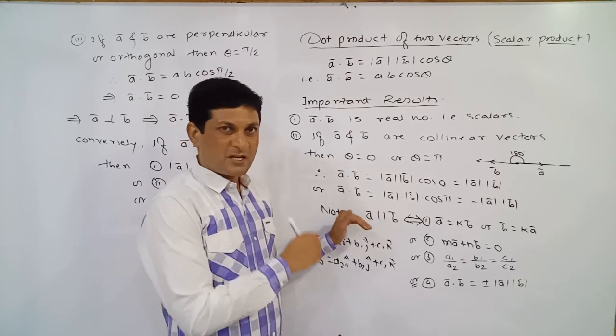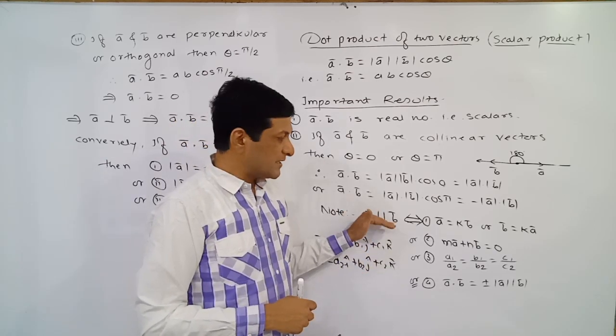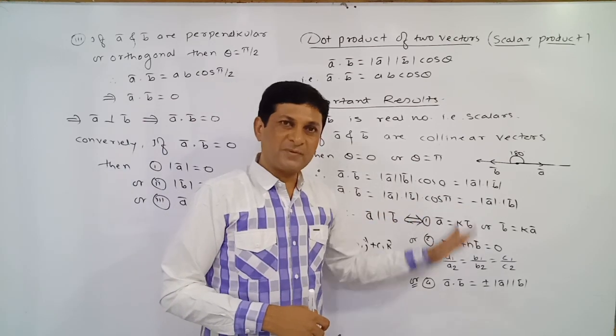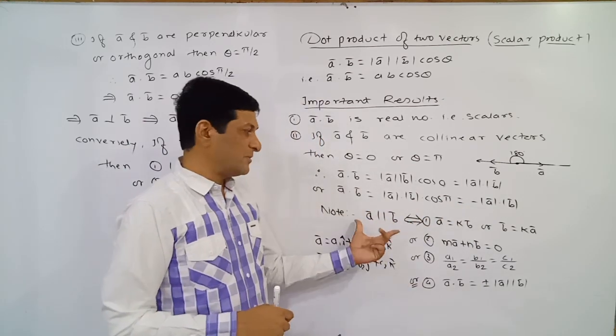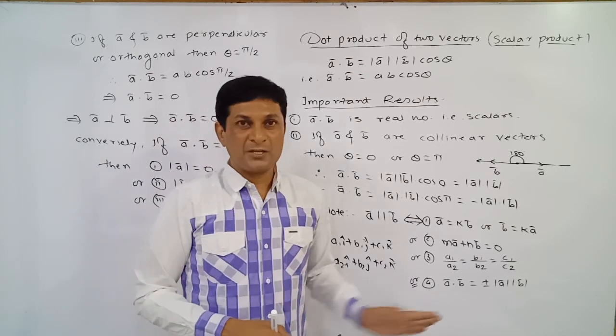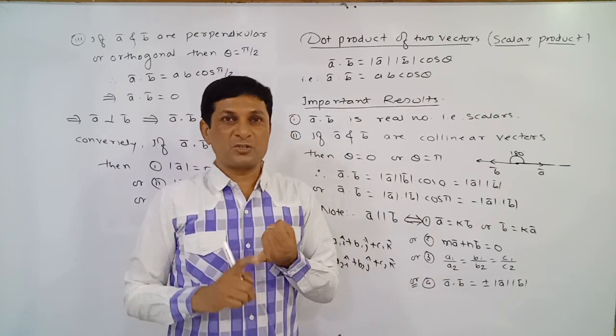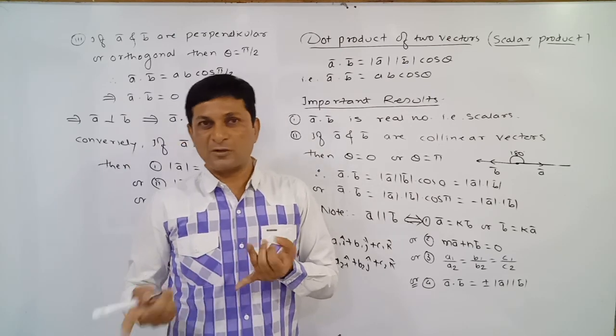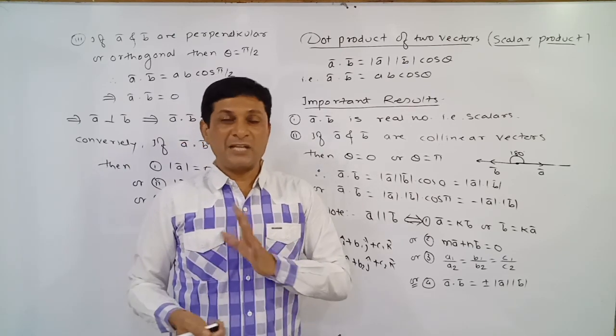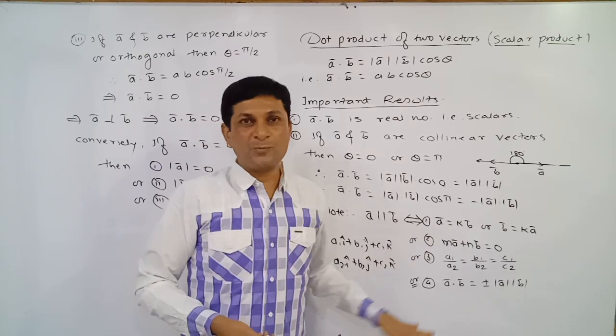Collinear vectors are also called parallel. If these conditions, or any one of these conditions, are satisfied, we can say that the vectors are parallel. So remember this condition. A very important word in vectors: collinear, non-collinear, coplanar, non-coplanar. That's why you should know this important condition.